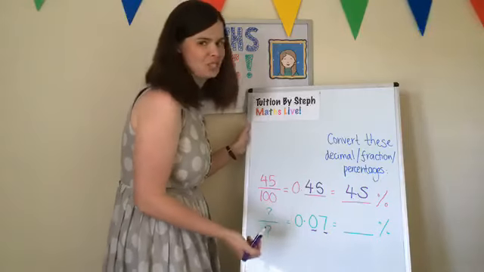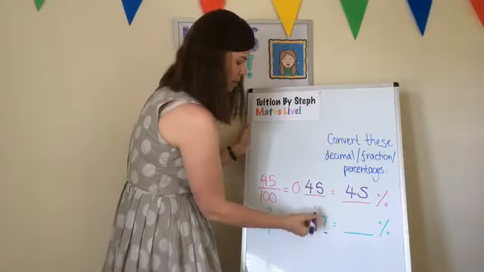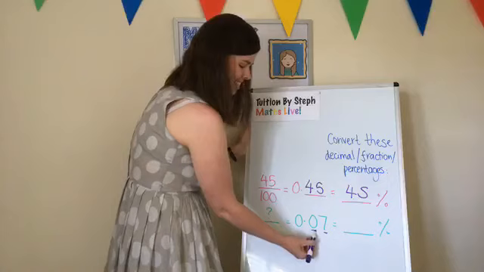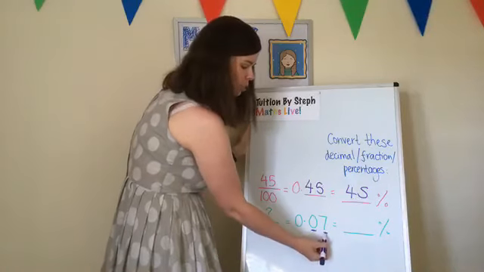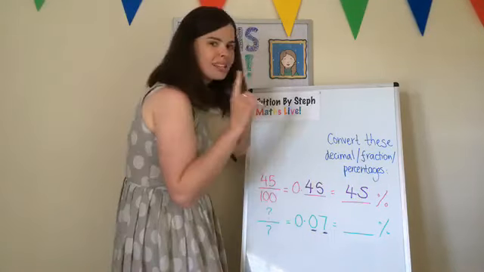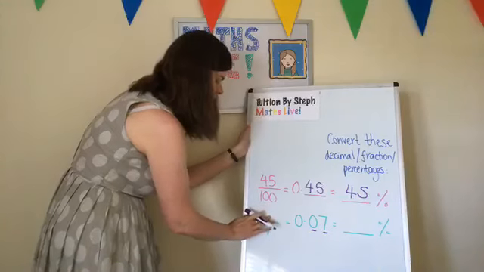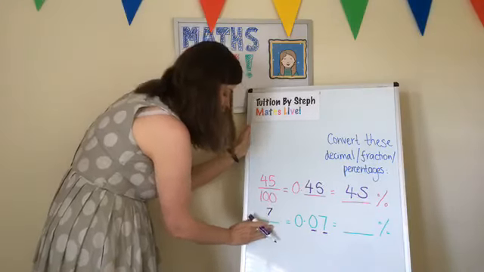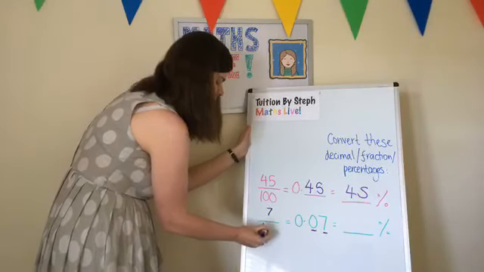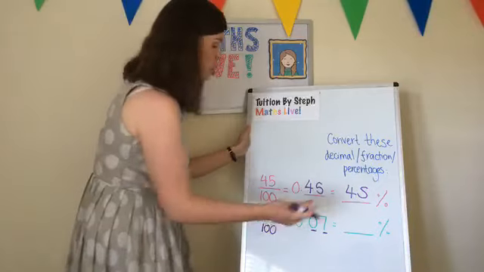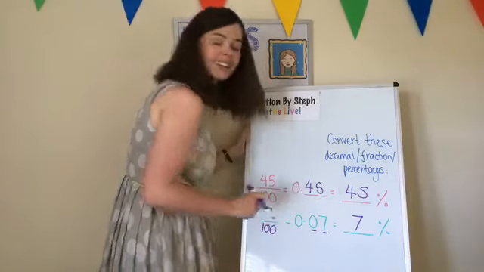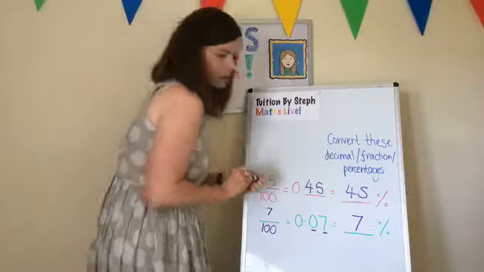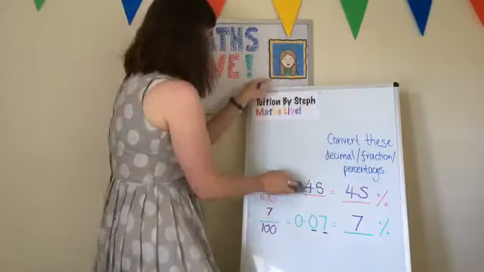Now the second one I actually do be careful about, because like we said before, this one is tenths and this one is hundredths. So it's 7 hundredths. So it's 7 out of 100, which would mean it would just be 7%. Well done with that, giving it a go.